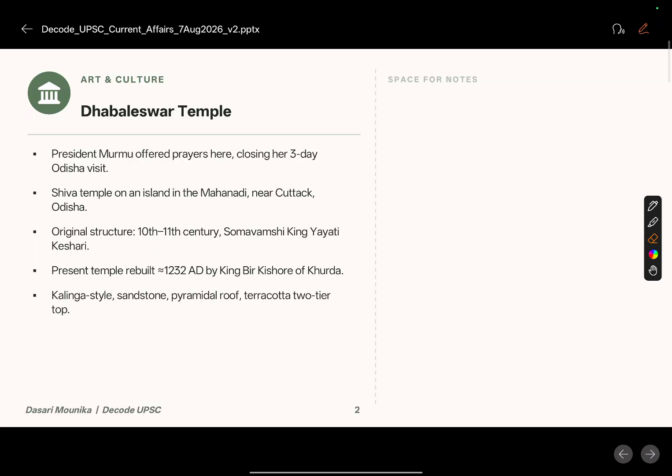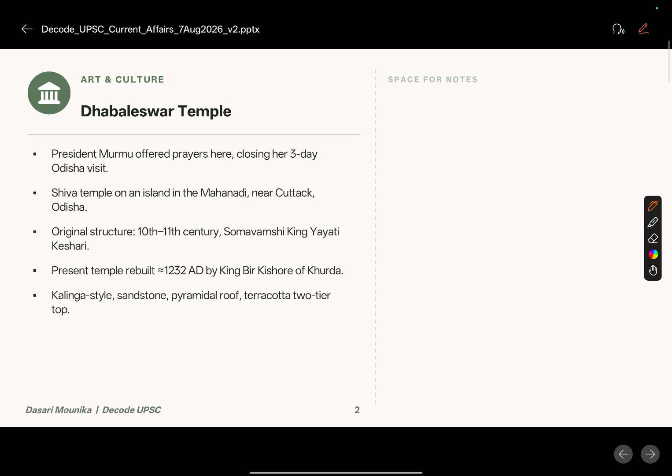So Dabaleshwar temple is in the news. What we have to learn is its location, its main deity, and in which structure, in which format the temple has been constructed. These are quite important for our preparation for being asked in the examination, because many of the questions in the examination do come from that area. The context is that it is in the news because the Honorable President has offered her prayers there.